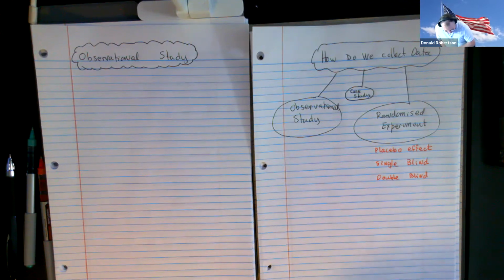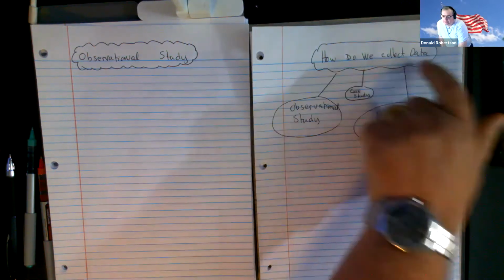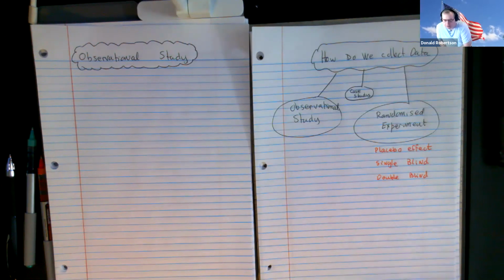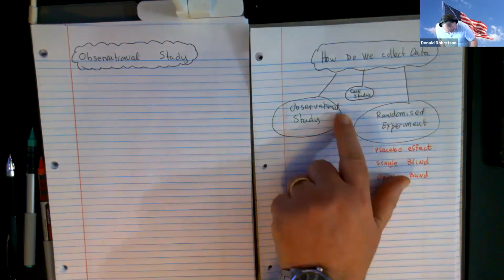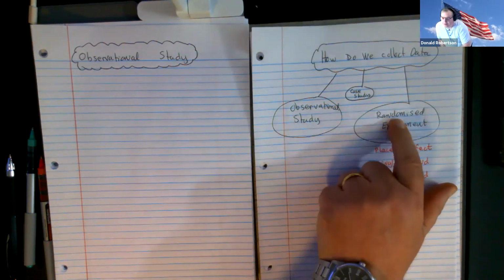So what we're going to look at is how do we collect data? And this is basically going to cover 2 sections of homework. There are 3 main ways to do it. The 2 major ways are observational studies and randomized experiments.